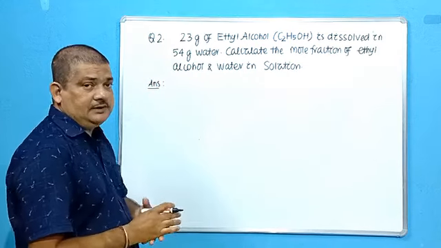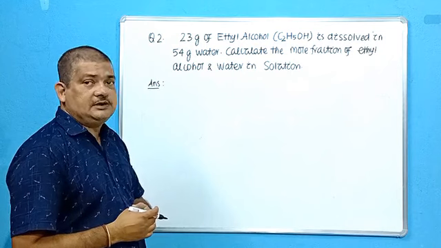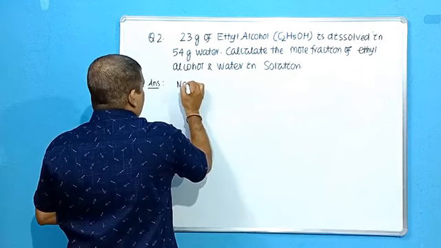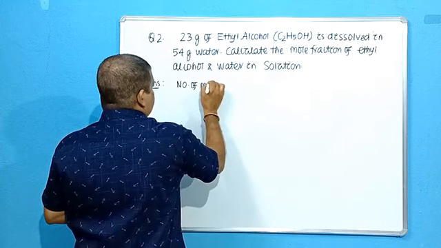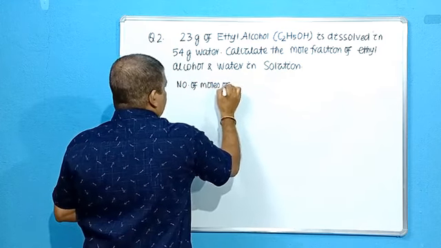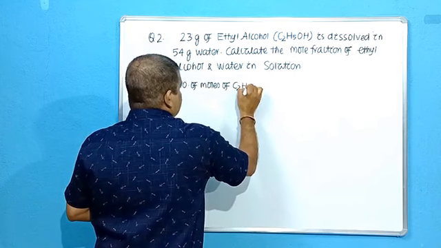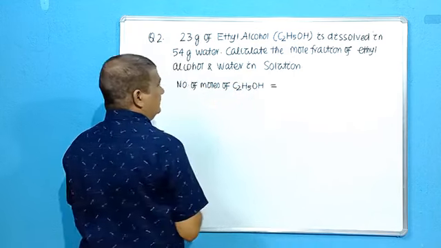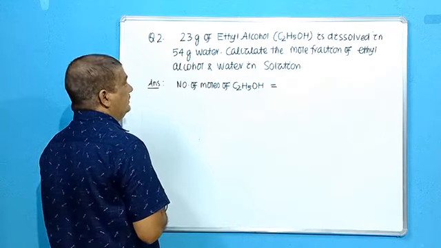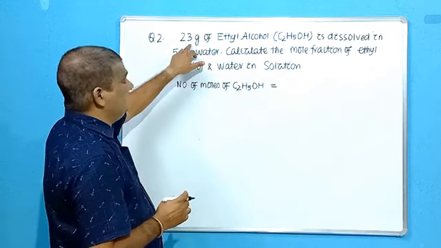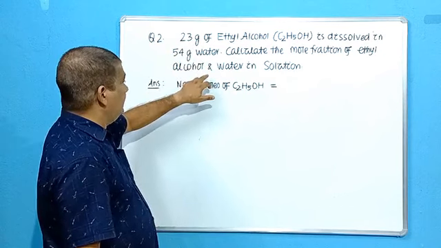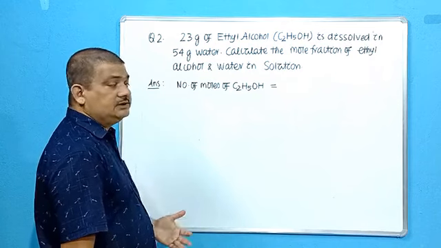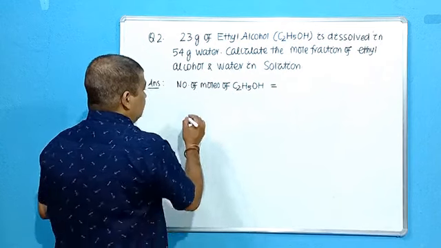So first what we will find out? The number of moles of each component present in the solution. So number of moles of ethyl alcohol, C2H5OH, in the given solution. Ethyl alcohol will be the solute here because it is present in lesser quantity. What will be the solvent? 54 gram water. So ethyl alcohol is the solute and water is the solvent here.